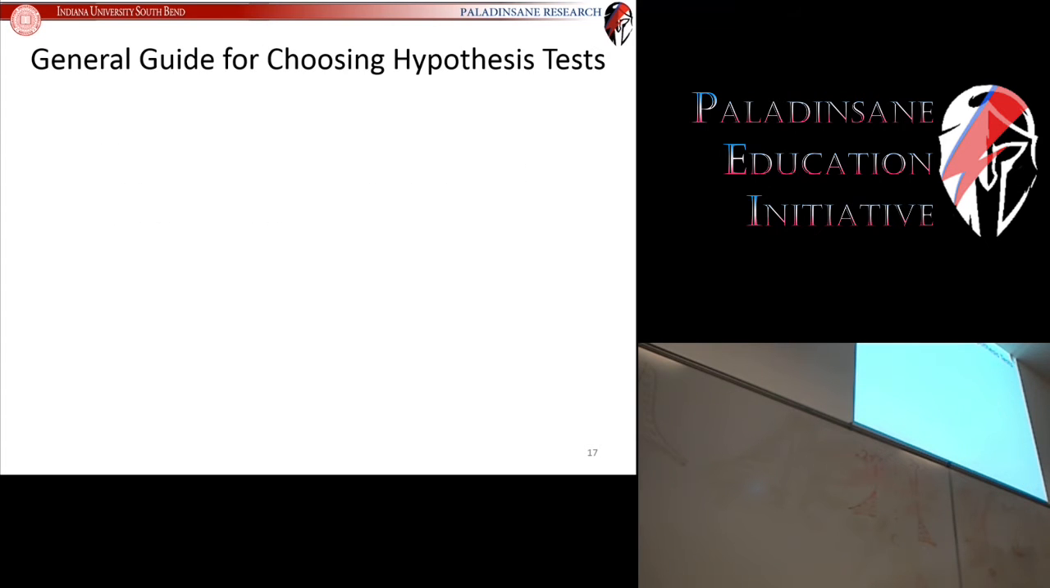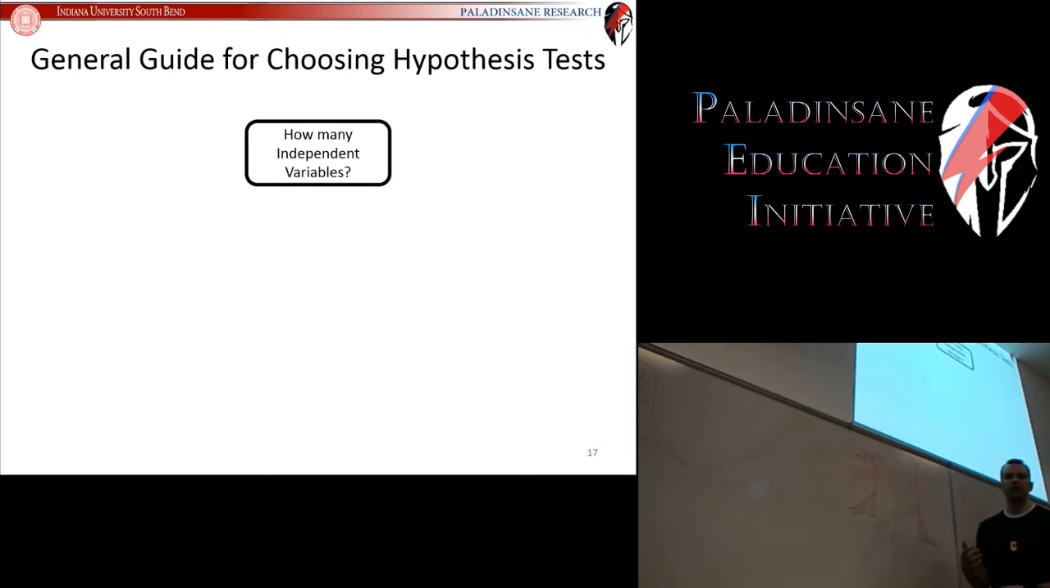All right, so this is a general guide for choosing hypothesis tests. This is basically the procedure that I go through whenever I'm faced with an experiment. I need to analyze some data. How do I decide which one to do? The decision tree that I'm going to show you starts with: how many independent variables do we have?